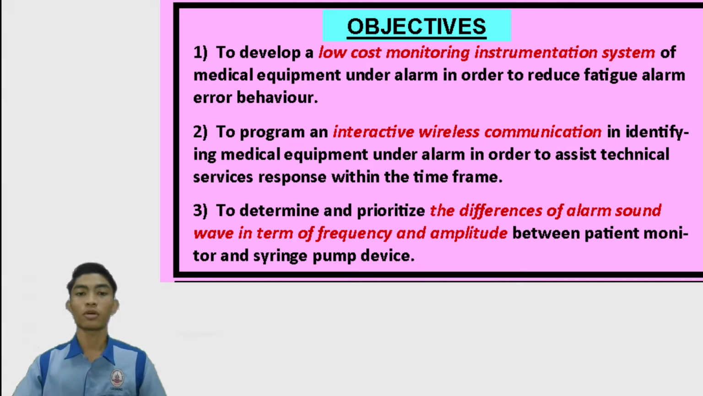Second, to program an interactive wireless communication in identifying medical equipment under alarm in order to assist technical services response within the time frame. Third is to determine and prioritize the differences of alarm sound wave in terms of frequency and amplitude between patient monitor and syringe pump device.